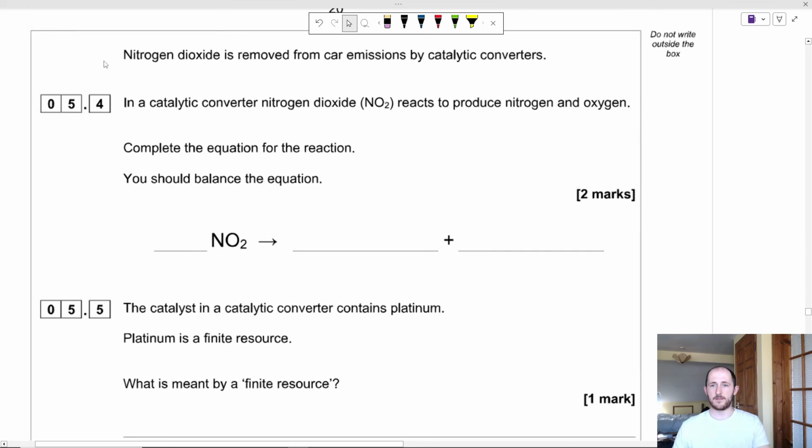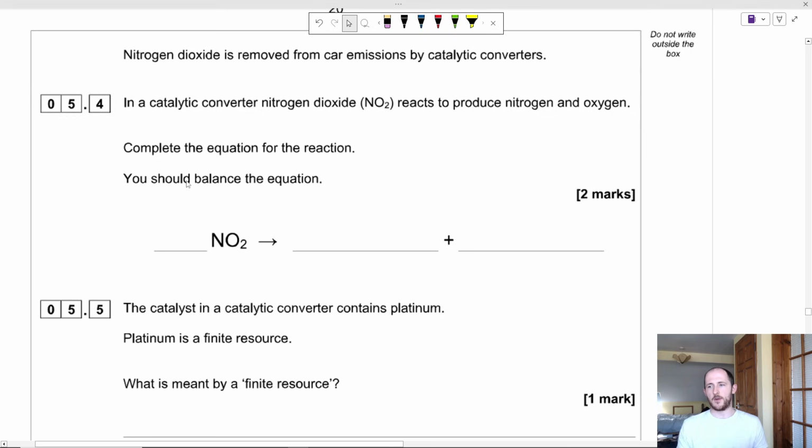For the next part, we have nitrogen dioxide is removed from car emissions by catalytic converters, probably one of the best inventions in recent history. In the 70s, all cars were mandated to have them to reduce pollution dramatically. Really important. But anyways, enough about the nerd stuff. In a catalytic converter, nitrogen dioxide reacts to produce nitrogen and oxygen. Complete the equation for the reaction. You need to balance it as well.